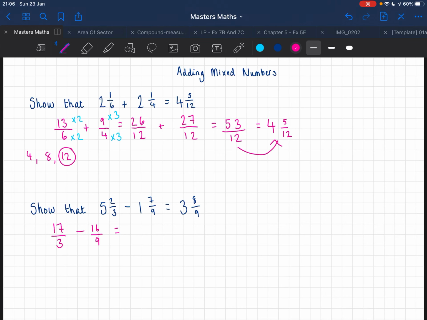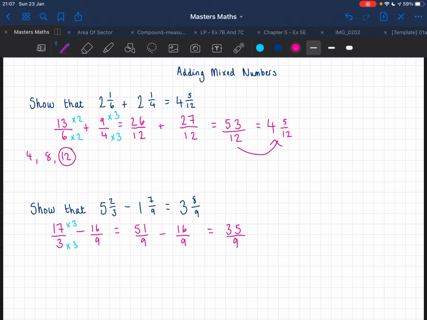Now this time, I don't have to multiply both fractions, because if I'm finding a common multiple of 3 and 9, my common multiple is actually 9. So I can keep 16 over 9 as it is. I don't need to change it. I just need to multiply this first fraction by 3 so that they both have a denominator of 9. 17 multiplied by 3 is 51. So that becomes 51 over 9. And now I can just subtract them. So 51 minus 16 is 35. And my denominator stays a 9.